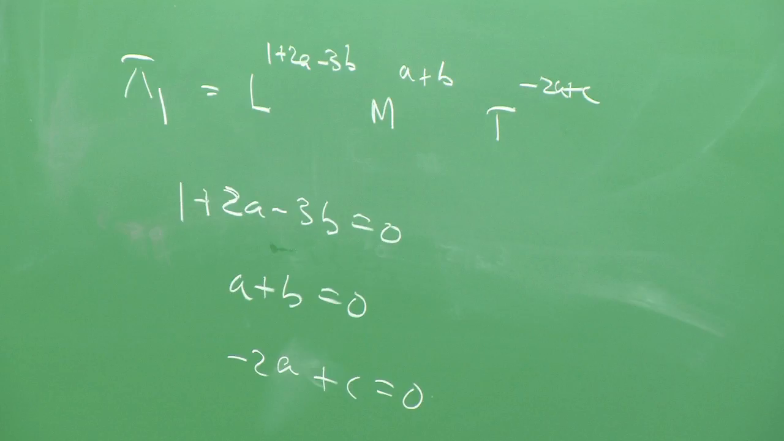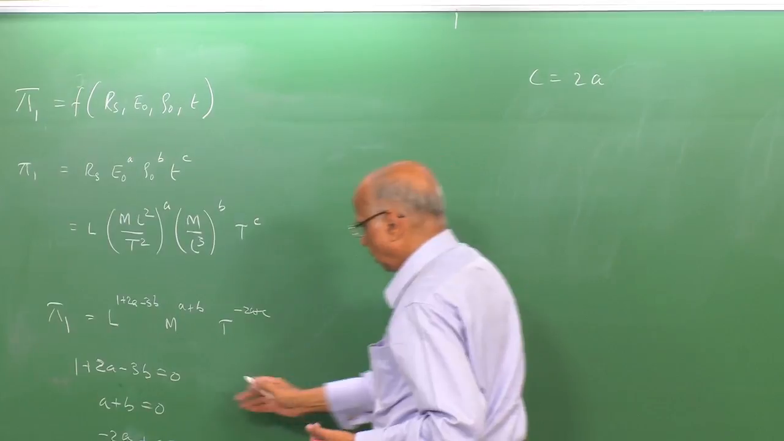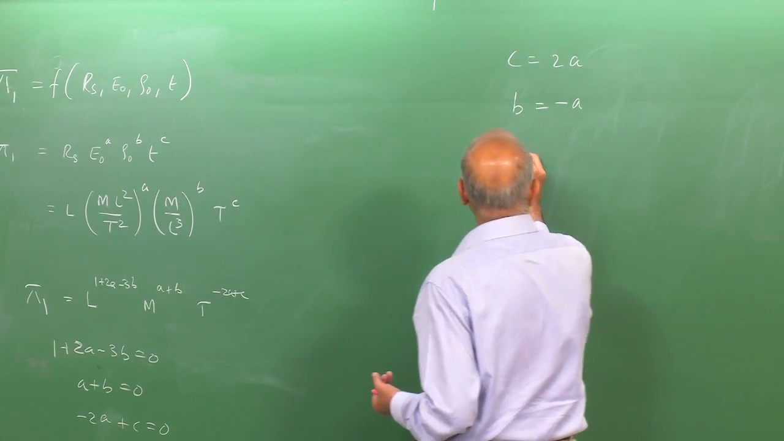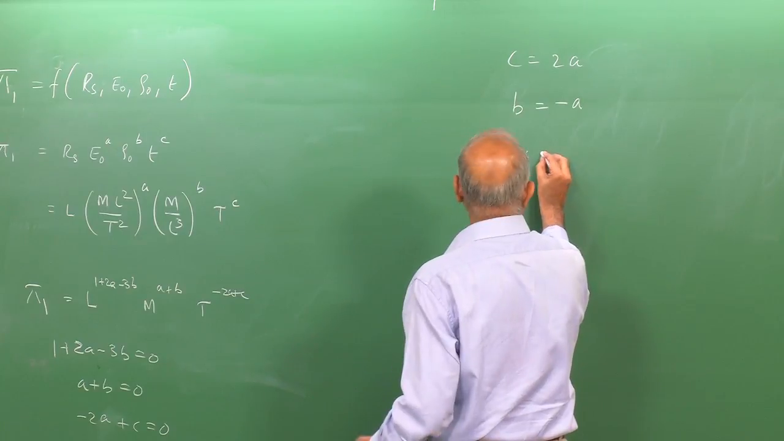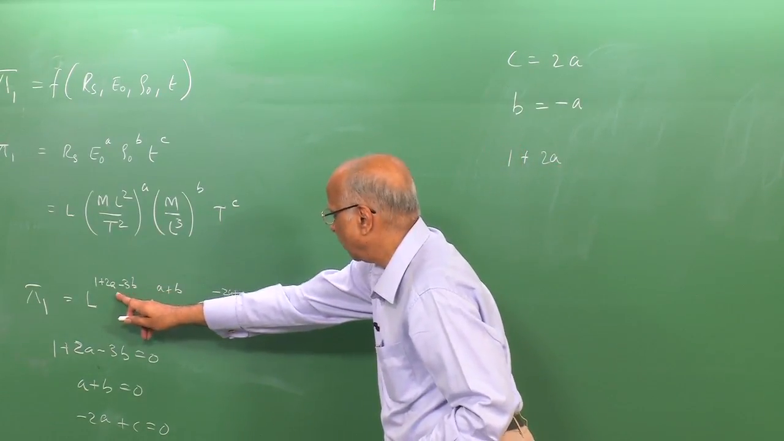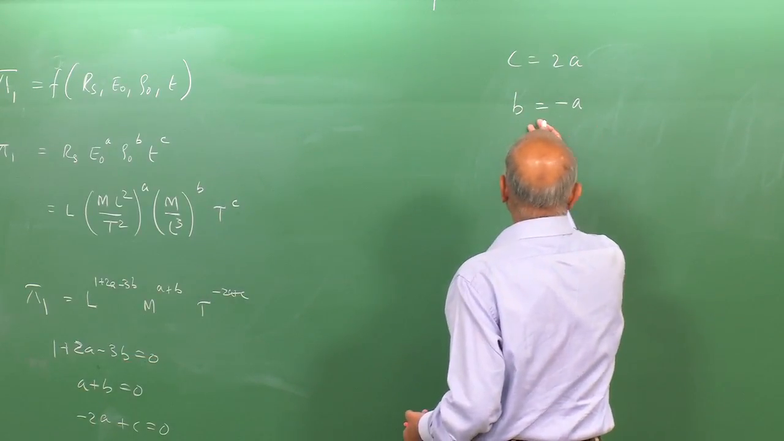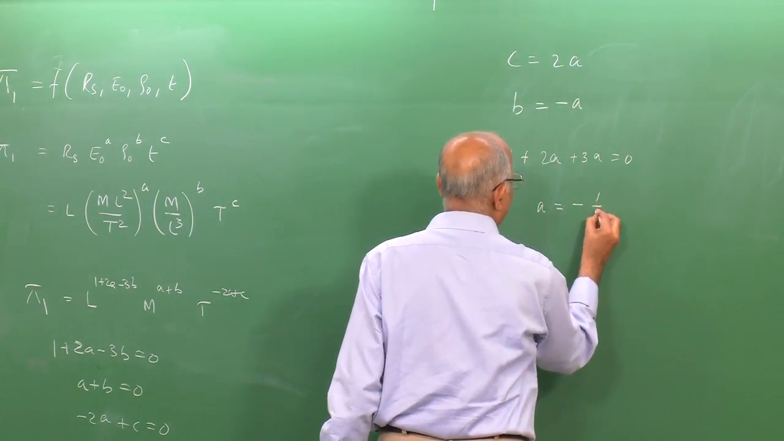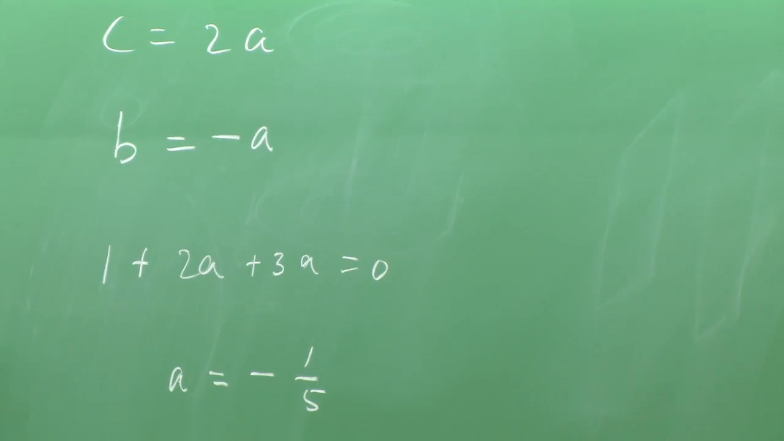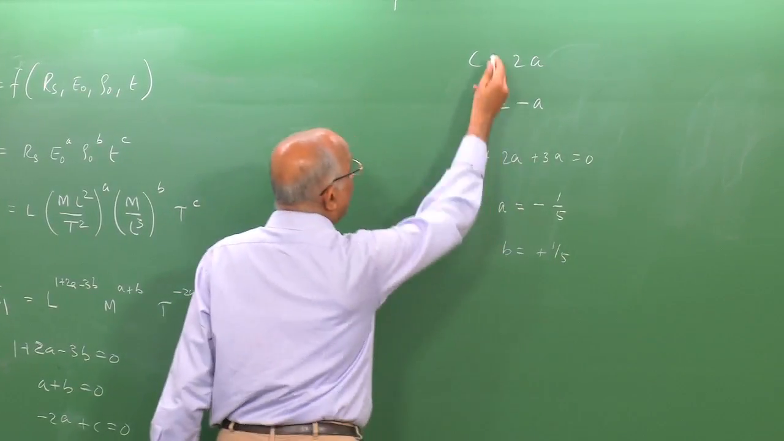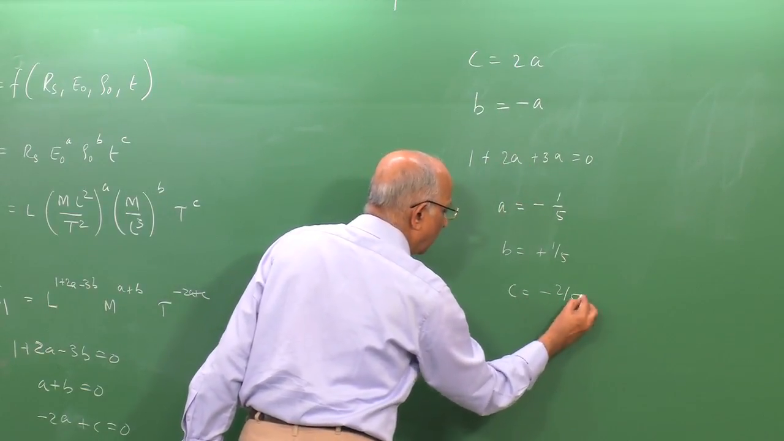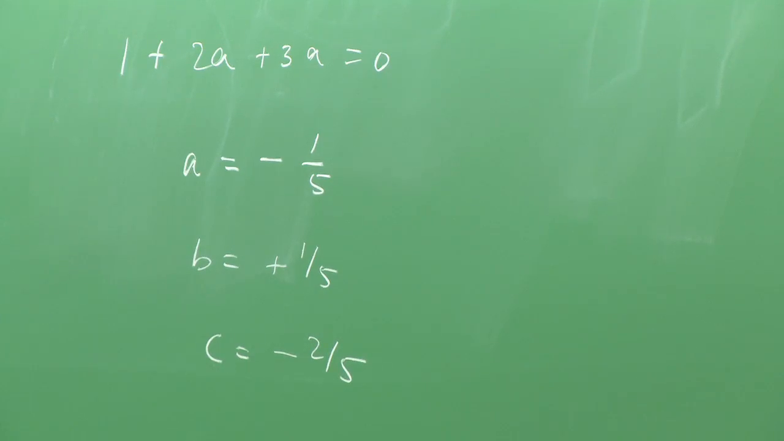From the third equation, I get c is equal to 2a. I also get b is equal to minus a. Therefore, I put it in the first equation. I have 1 plus 2a plus 3a equal to 0, or rather I get a is equal to minus 1 by 5. If a is equal to minus 1 by 5, well, b is equal to plus 1 by 5, and c is equal to 2a, that is equal to minus 2 by 5. Therefore, my dimensionless number pi 1 now becomes, let us put it together, let us go back.